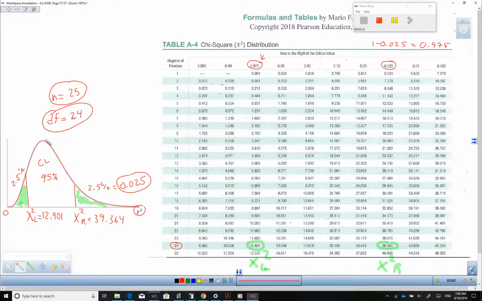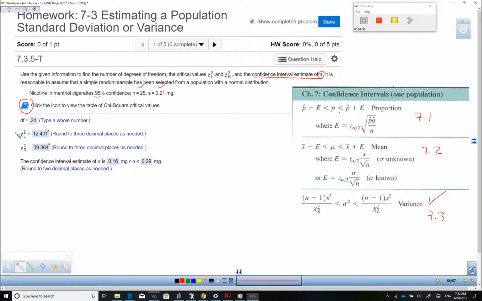The chi-square distribution starts at 0 and is skewed to the right. It's not symmetrical like the normal distribution, and you will always have two different positive critical values, one on the right and one on the left. So let's go back to the problem here. That's how you get these two numbers right here.